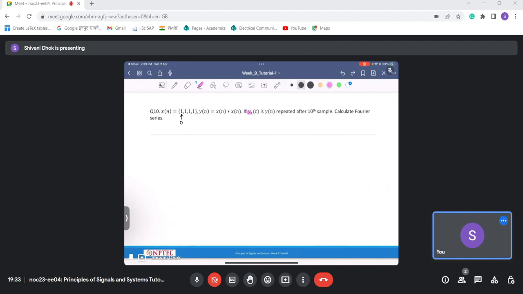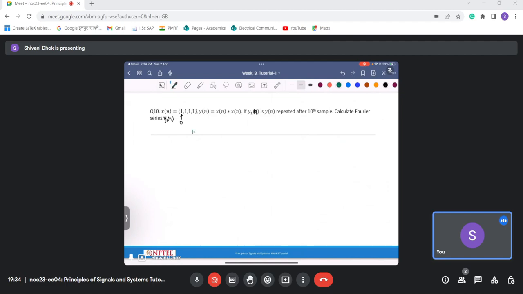Next thing is y1 of n. So basically it is y1 of n, which is yn repeated after every 10th sample, and we need to calculate the Fourier series of y1 of n. Okay, so let us look at what all things we have been given step by step.